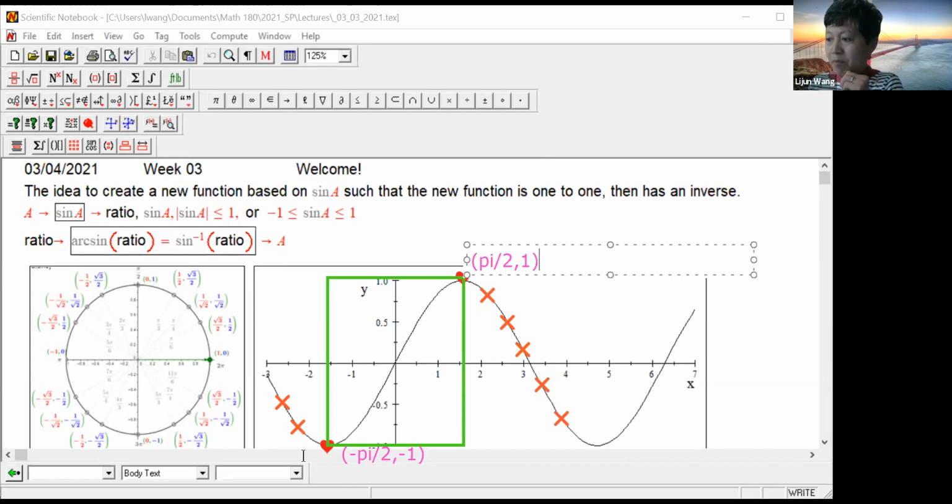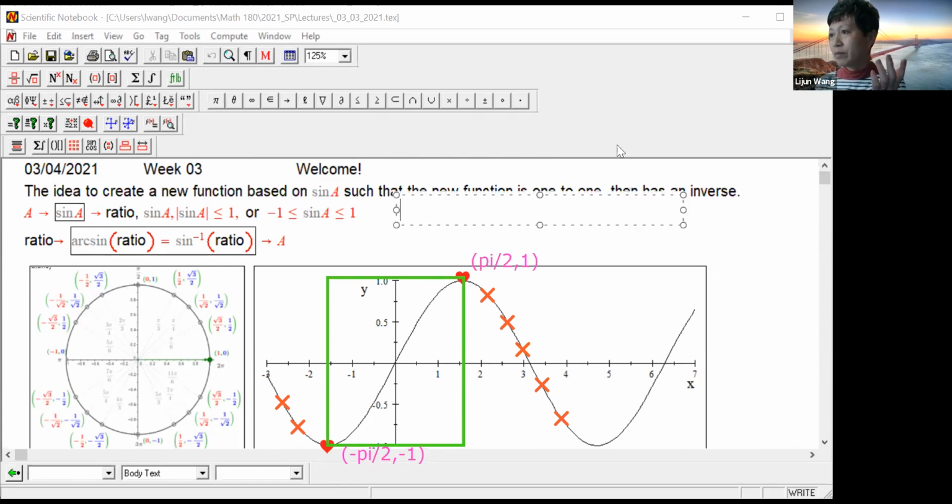Yes. Okay, it's from negative pi over 2 to positive pi over 2. That's the domain of the new function. And the range is from negative 1 to positive 1. You guys see that? So that's the new function we created.